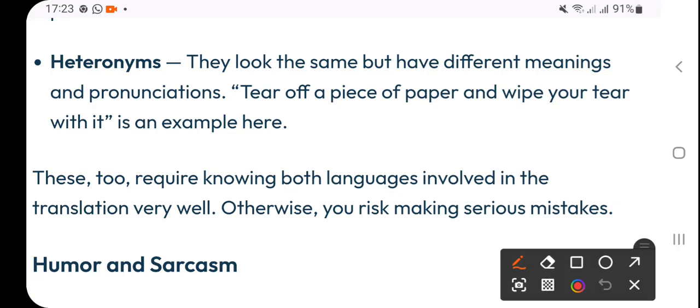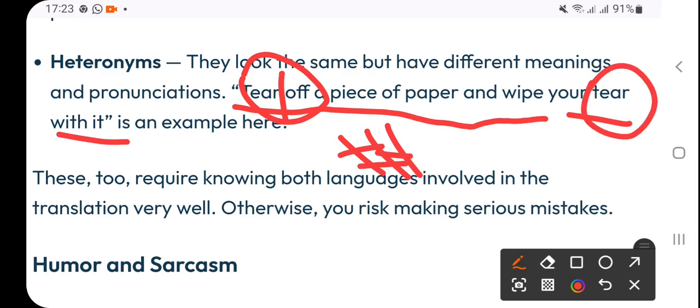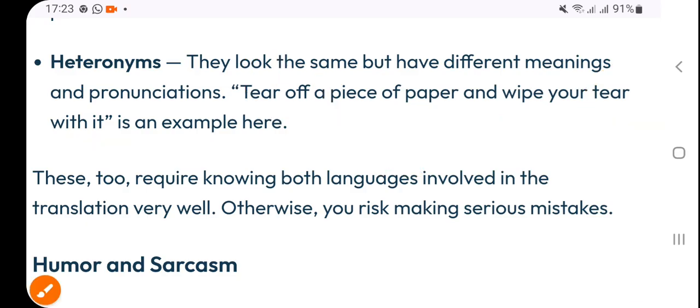Heteronyms look the same but have different meanings and pronunciation. For example, tear off a piece of paper and wipe your tear with it, right? This tear means to cut into pieces, and the other tear is what comes into our eyes after crying. So that is a heteronym. So that's a problem, and again translation is the biggest problem.